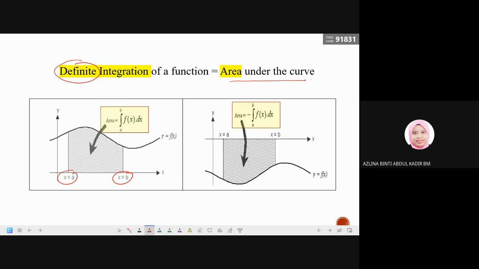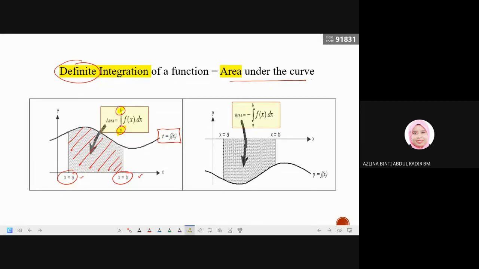Alright, so to find area under the curve, for the diagram on the left hand side, we have equation y is equals to fx. Ada curve. Then kita nak cari area under the curve, this one, shaded region ni. Dari mana ke mana? From A to B. A to B we call as limits of integration.